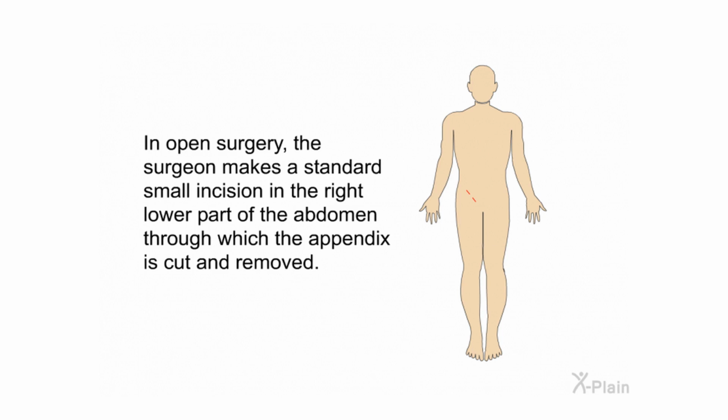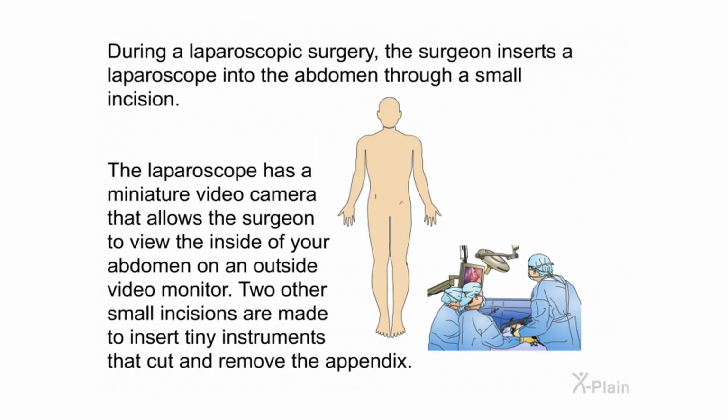In open surgery, the surgeon makes a standard small incision in the right lower part of the abdomen through which the appendix is cut and removed. During a laparoscopic surgery, the surgeon inserts a laparoscope into the abdomen through a small incision. The laparoscope has a miniature video camera that allows the surgeon to view the inside of your abdomen on an outside video monitor. Two other small incisions are made to insert tiny instruments that cut and remove the appendix.